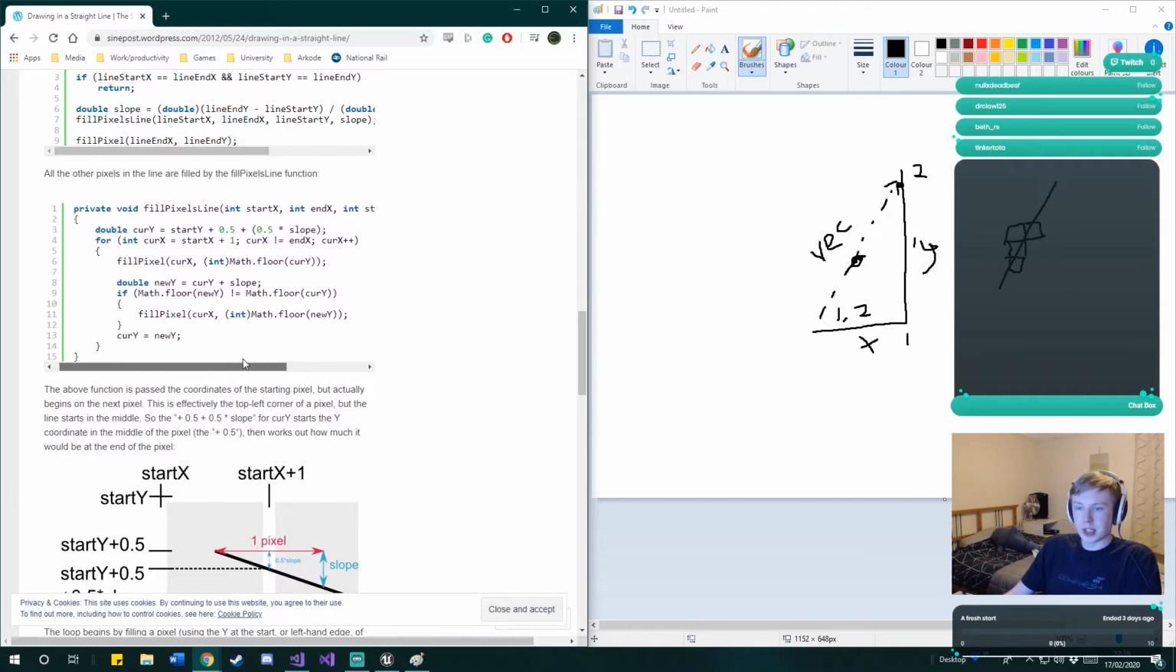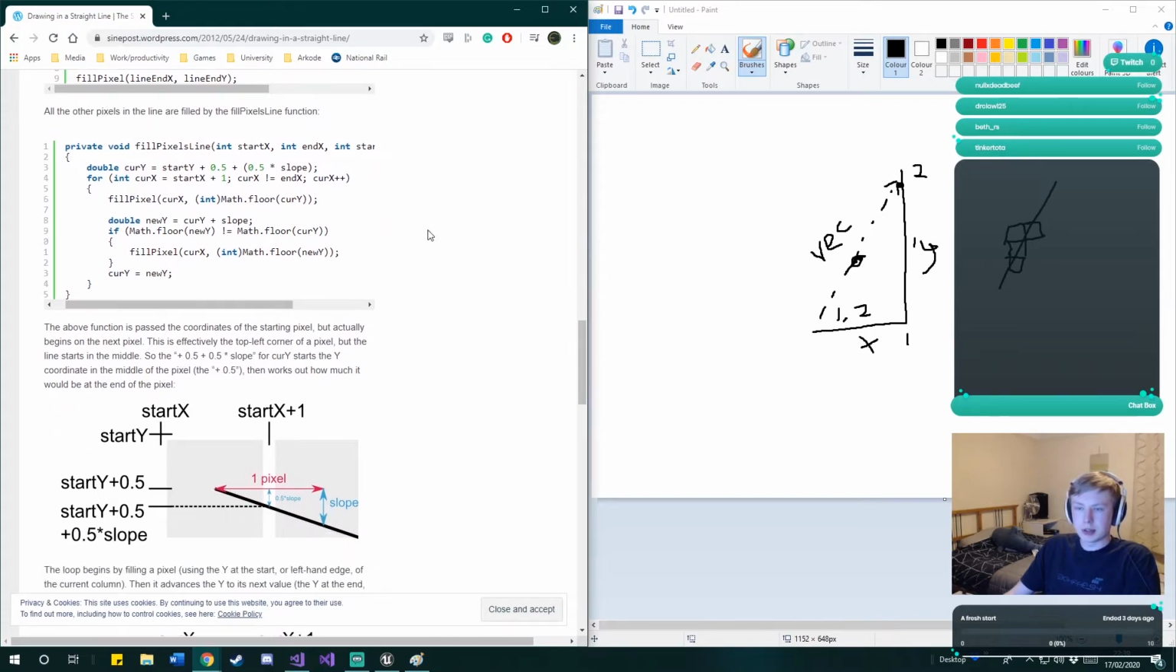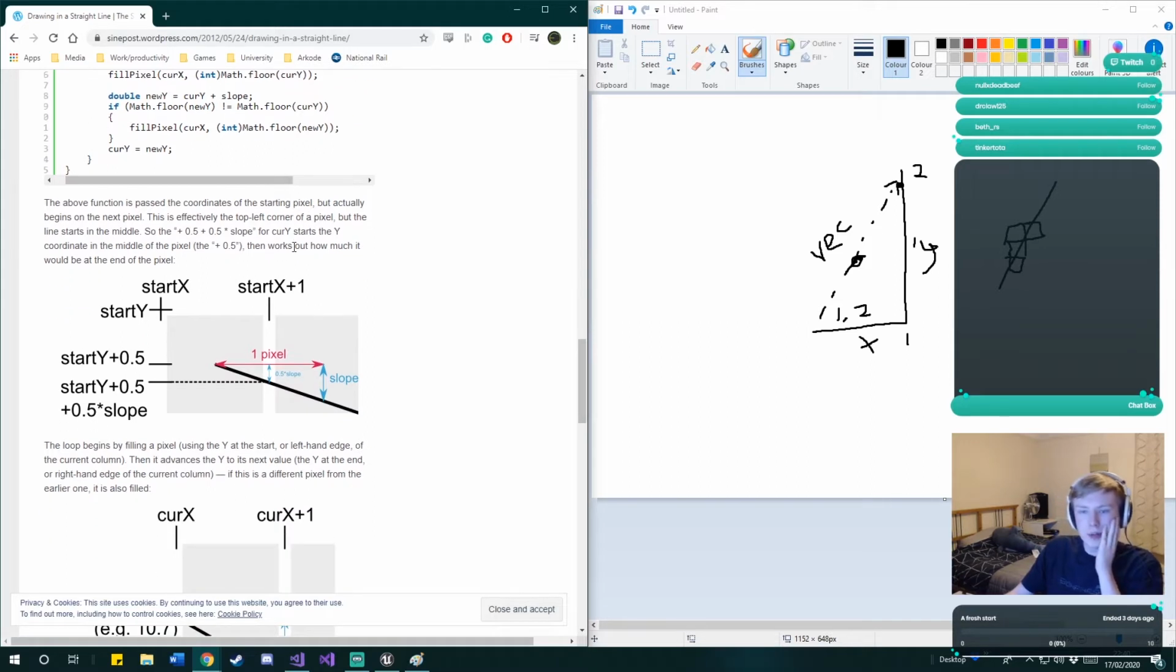This is for dominant x-axis, from what I understand of this. And then the slope is just the gradient of this line. Basically just going through every frame. Filling in the pixel. And then for some reason it's filling it in again.